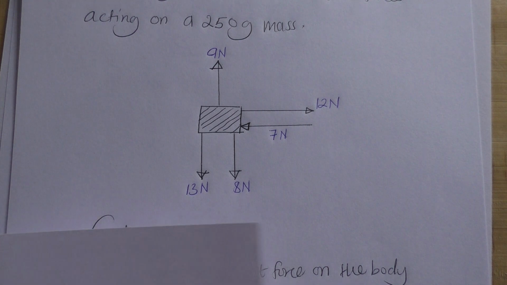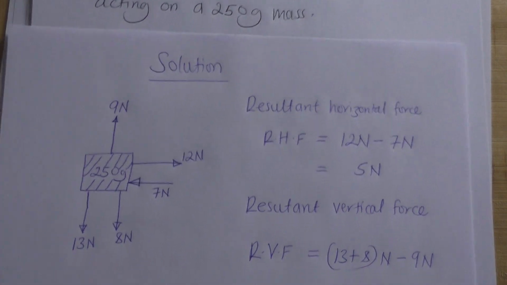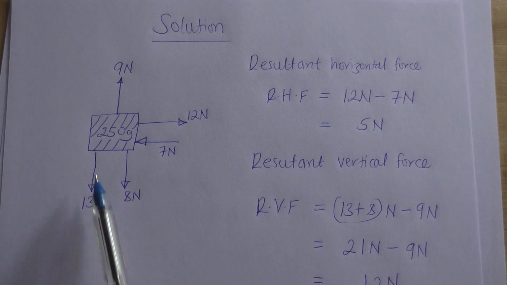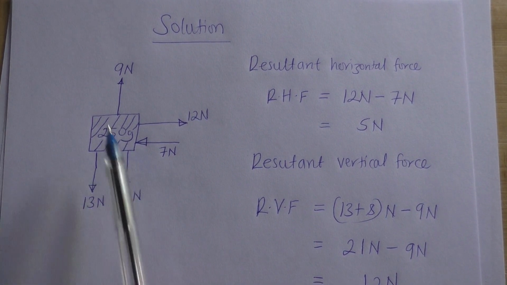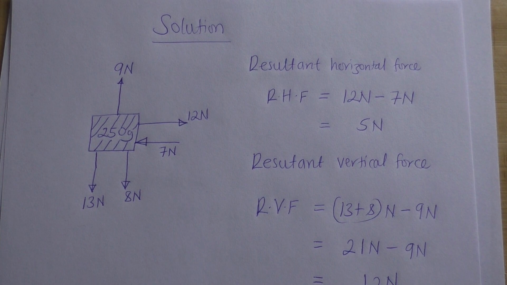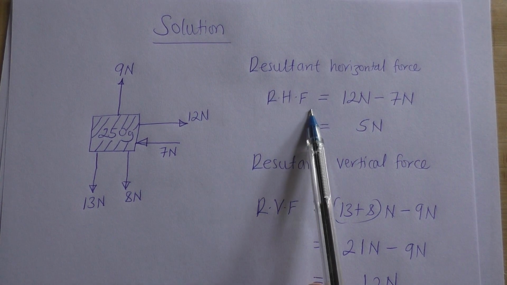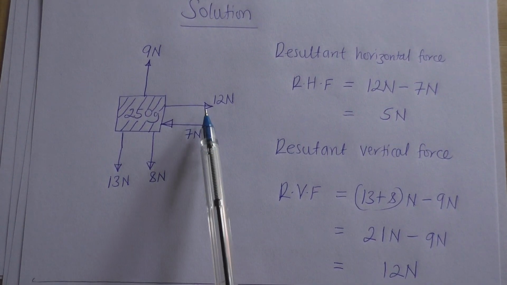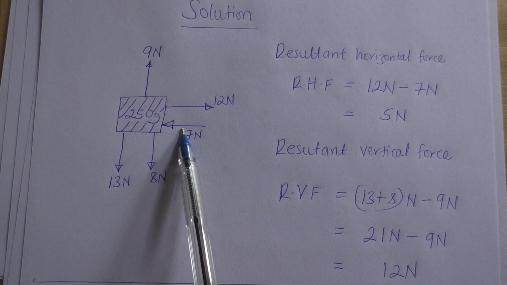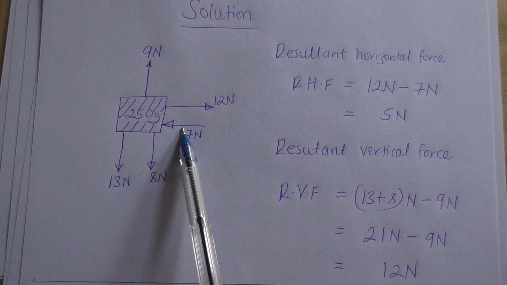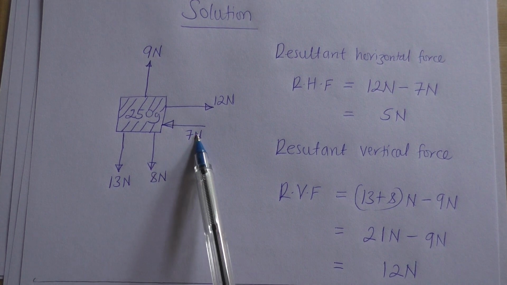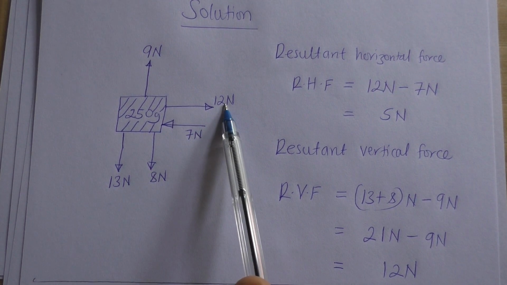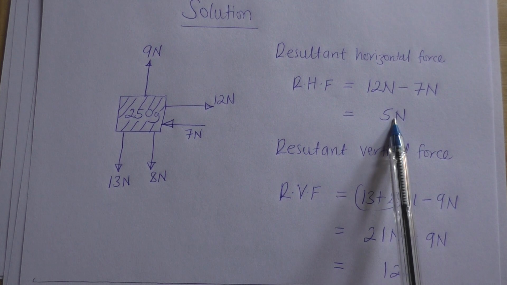That is, this is our body acted upon by these forces. Hence, the resultant horizontal force will be, we shall consider the forces and they are acting in the opposite direction. Hence, we subtract the smaller from the bigger, which gives us a resultant of 5 newtons.